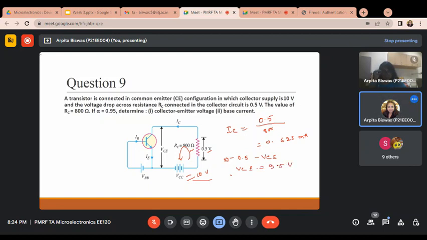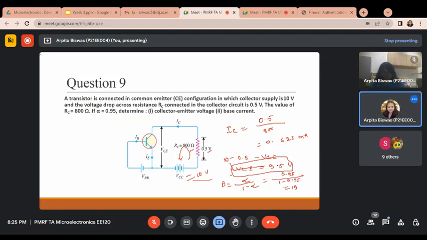Okay. This is the first question. The VCE value is 9.5. Then you have to calculate this IB. First calculate the beta value, which is alpha by 1 minus alpha, 0.95 by 1 minus 0.95, and this value is 19.